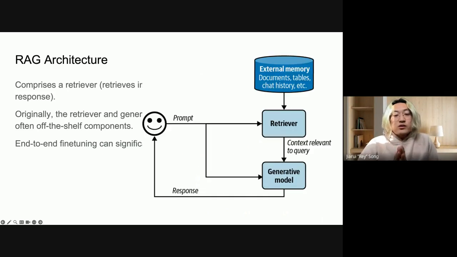At its core, a RAG system has two main components, a retriever and a generator. The retriever is responsible for retrieving relevant information from external memory sources in response to a query. The generator then uses this retrieved information along with the original query to generate a response.